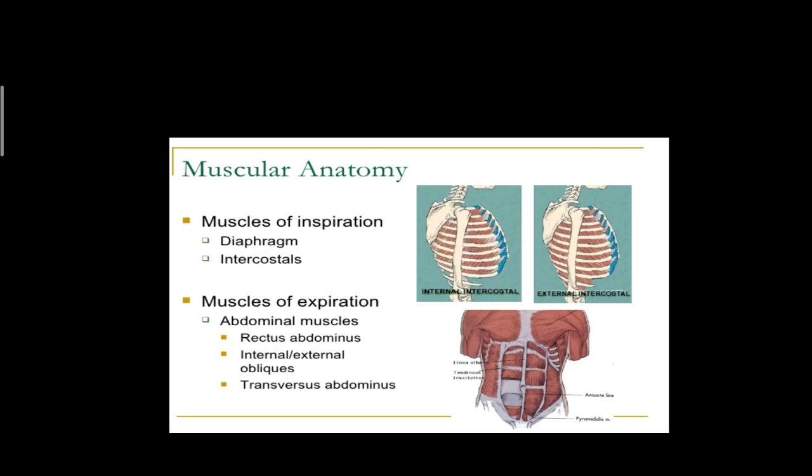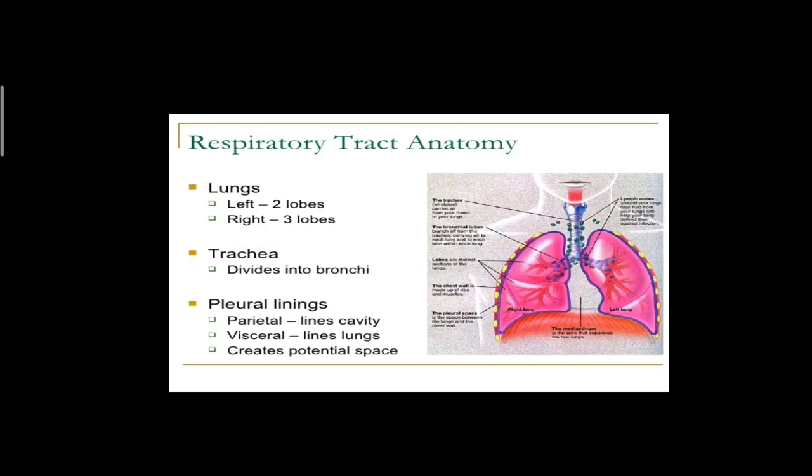Muscular anatomy. Muscles of inspiration are the diaphragm and intercostals. Muscles of expiration are the abdominal muscles like rectus abdominis, internal and external oblique, and transverse abdominis. Respiratory tract anatomy. Lungs: the left lung has 2 lobes, the right lung has 3 lobes. Trachea: the trachea is divided into bronchi.